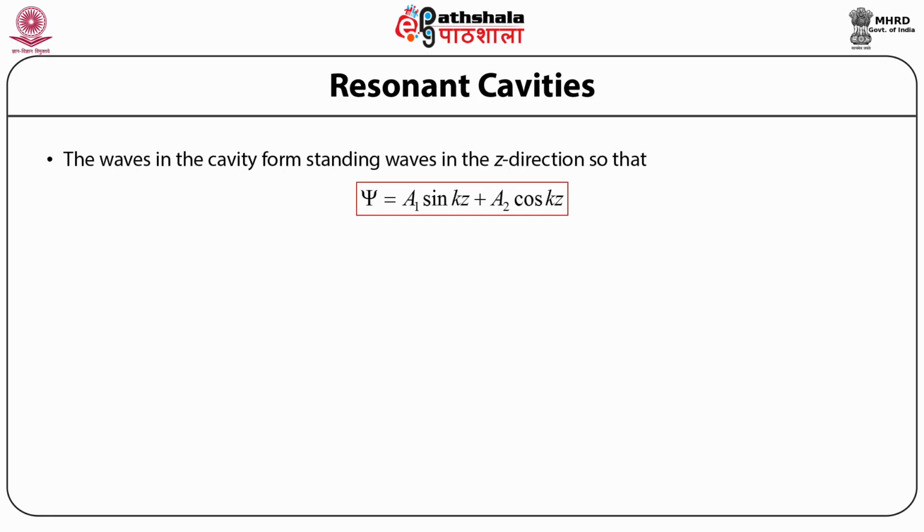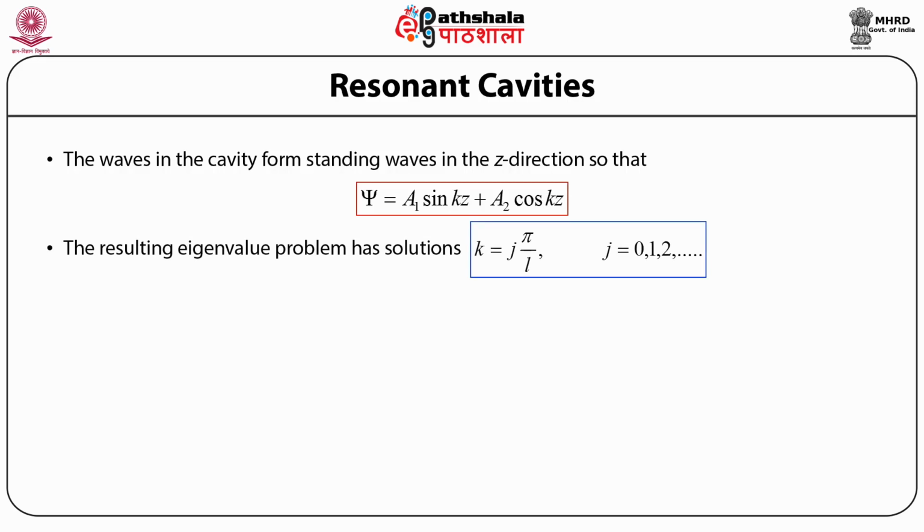So the waves inside such a cavity enclosed by planar surfaces at the two ends will be standing waves along the z direction, and the wave equation for such standing waves can be written as ψ = A1 sin(kz) + A2 cos(kz), and the resulting eigenvalue problem has the solution k = jπ/L, where j = 0, 1, 2 and so on.